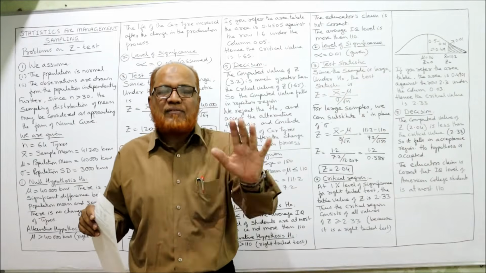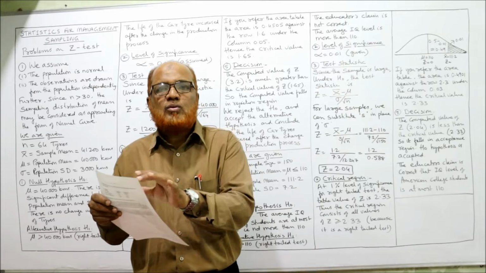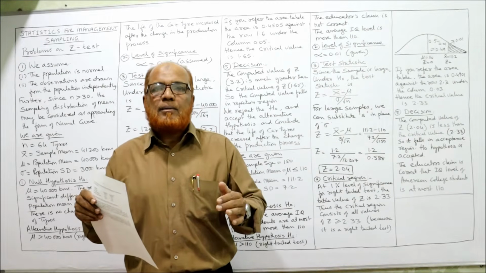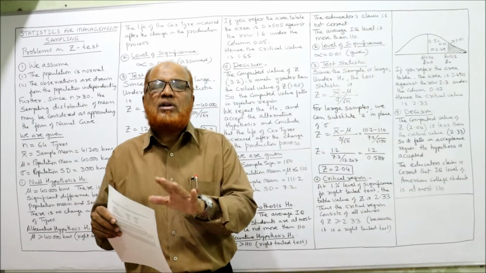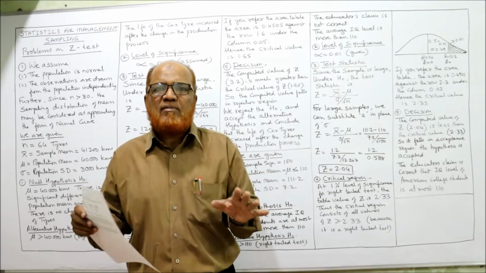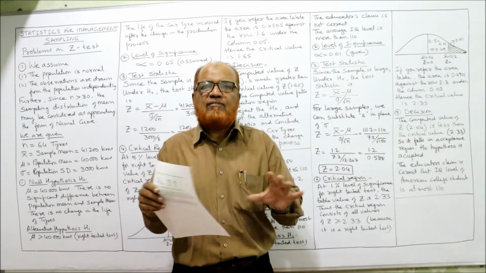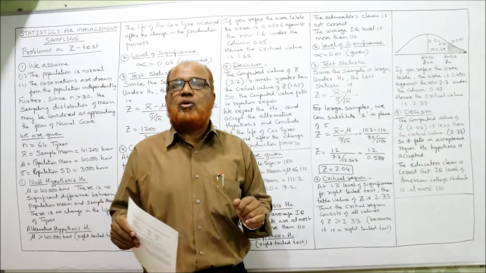Understanding the problem is half solved. So before going to the solution, try to understand the contents given in the problem. A company markets tires. So the life of the tire is 40,000 kilometers. So on an average, each tire will go for 40,000 kilometers. The life is 40,000 kilometers. And the standard deviation is 3,000 kilometers.